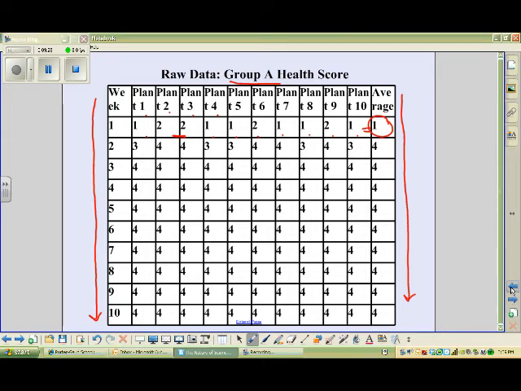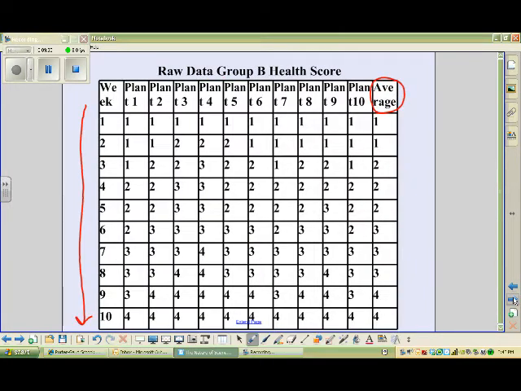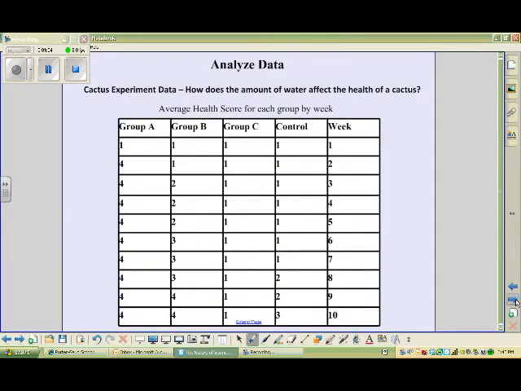Now, if we go back, we can see that this is Group A. Group A is the one that was getting watered daily. So the ones that are getting watered daily, after the second week, they died off pretty much completely. If we look here at Group B, these are the ones that are getting watered weekly. Well, they started to deteriorate around about week 5 or week 6, and they really only started to die off about week 8 or 9.